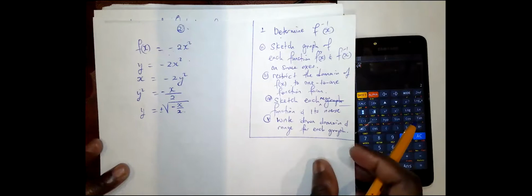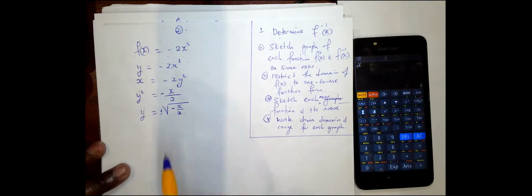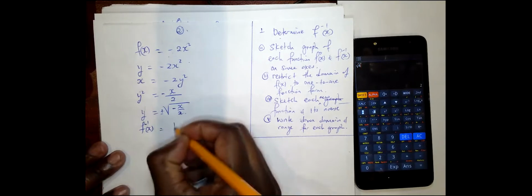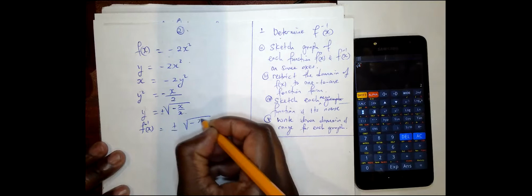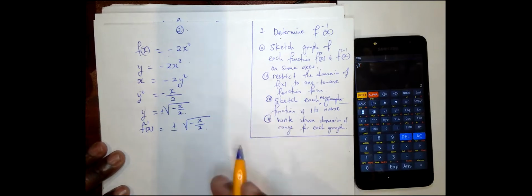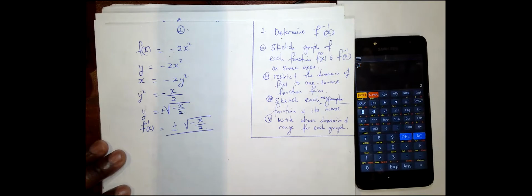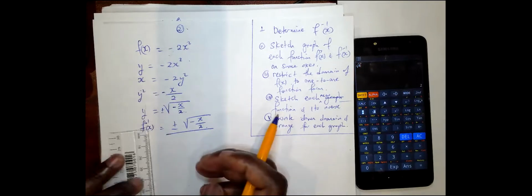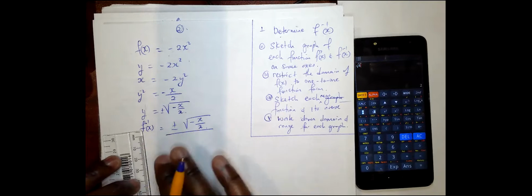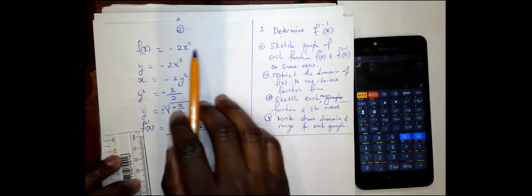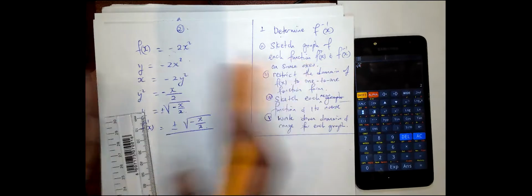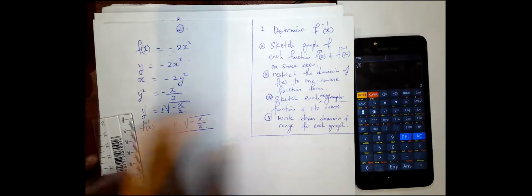Now, let's move on and see what we need to do here. Our inverse now becomes plus or minus the root of negative x over 2. That's our first equation there. Now sketch the graph of f of x and its inverse. Remember, the graph of x squared, you don't need to stress about anything. It's not shifted. Remember what I said about the 2: it just does the narrowing and expansion of the graph. It doesn't shift any graph.